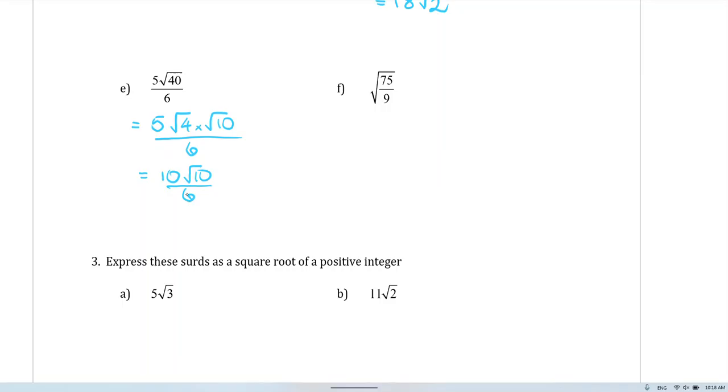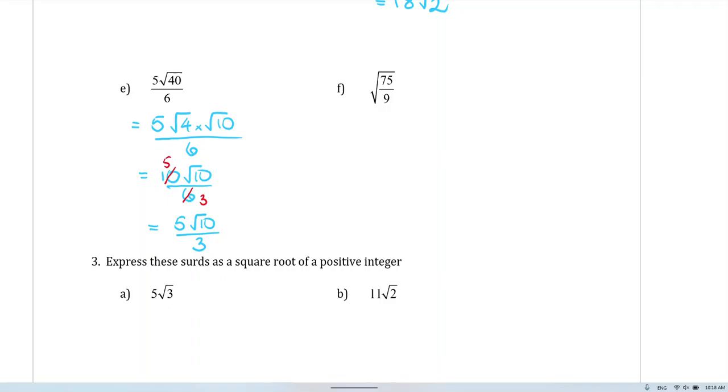Now the 10 and the 6, the normal numbers at the front here, neither of them are surds. I can simplify those down by dividing by 2. So I would get a 5 on the top and a 3 on the bottom. My final answer, therefore, is 5 root 10 over 3.